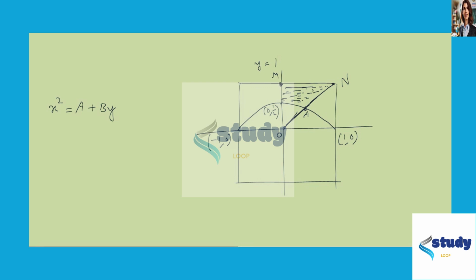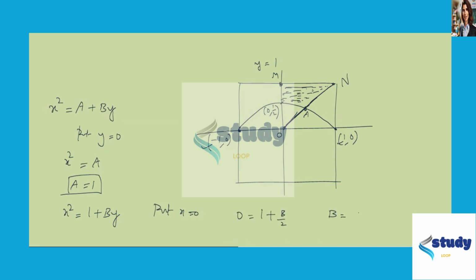Now how to find the constants a and b? It cuts the x-axis at 2 points, (-1, 0) and (1, 0). x-axis means put y = 0. So when y = 0, x² = a. But the x-coordinates are -1 and 1. (-1)² is 1, 1² is also 1. So the value of a is 1. So my parabola is x² = 1 + by. Now it cuts the y-axis at (0, 1/2). Put x = 0 and y = 1/2, so 0 = 1 + b/2.